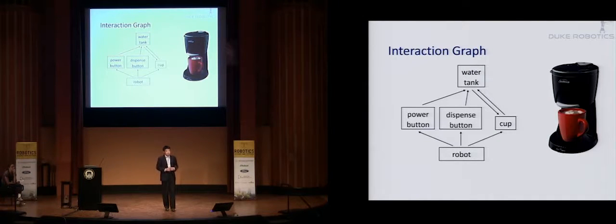The robot can press the power button and the dispense button. The robot can also move the cup. The power button interacts with the water tank by heating the water inside the water tank, and the dispense button interacts with the water tank by emptying the water tank. The cup can pour water into the water tank, and the water tank can dispense water into the cup.